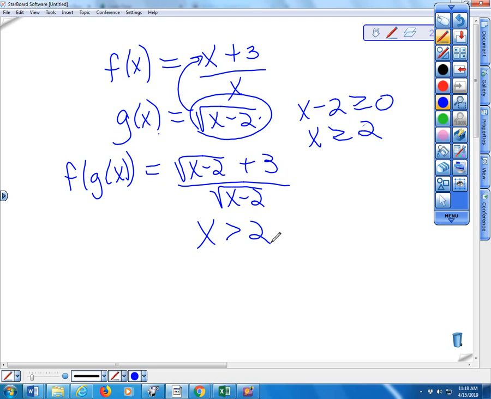So once I found the domain of this and the domain of my actual composite function, I'm going to look at the two of them and figure out which is most stringent. And greater than 2 is more stringent than greater than or equal to 2. So this is my domain. x is greater than 2, which I would write like that. Parenthesis, not bracket.